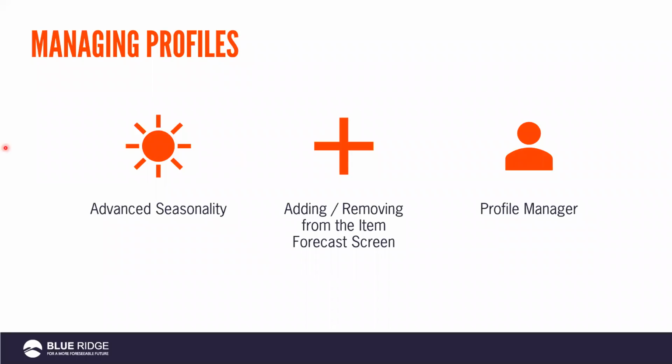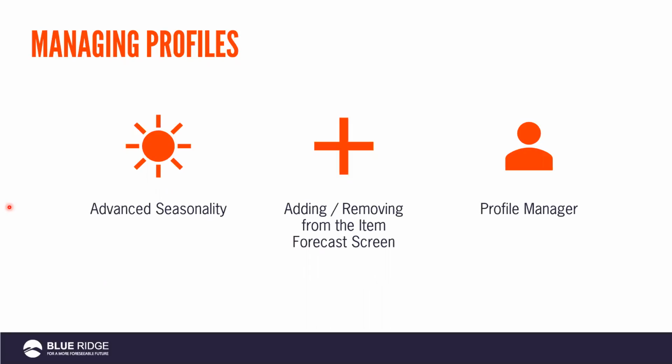Second, you can add and remove profiles from your item forecast screen. Although advanced seasonality is a really big time saver, there might be items out there that don't meet the criteria your advanced seasonality process is looking for. So you may need to think about adding profiles on an individual item basis.